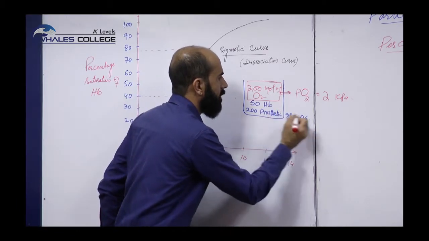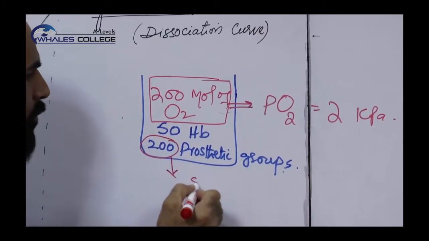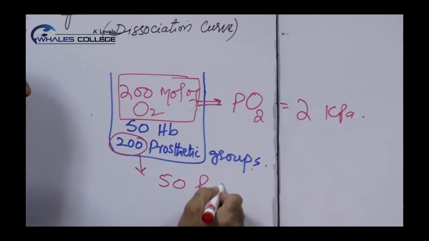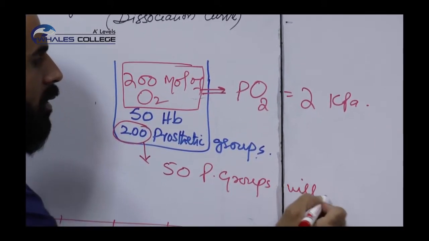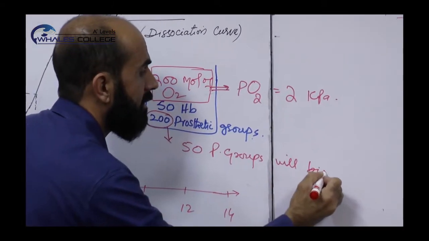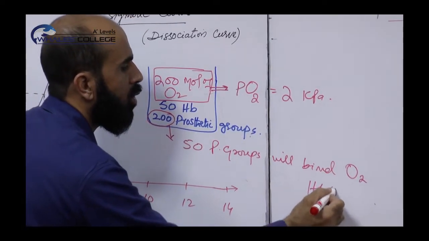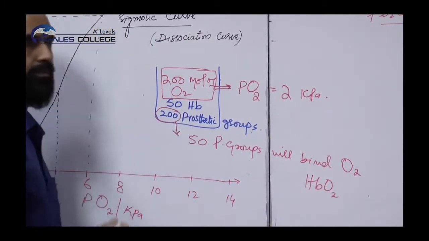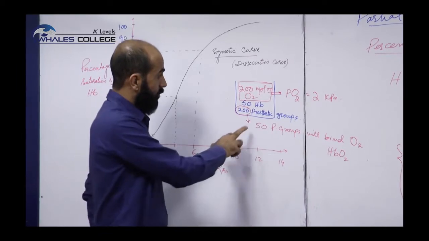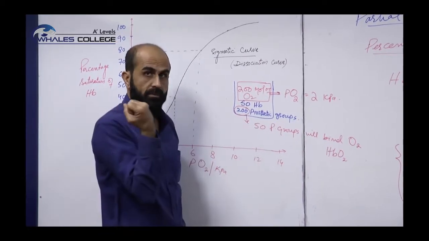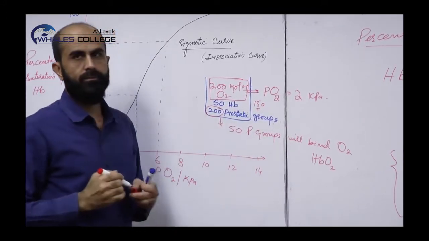only 50 out of these 200, only 50 prosthetic groups will bind oxygen to make HbO2. It means 50 molecules will be picked up and 150 molecules will remain in the solution.